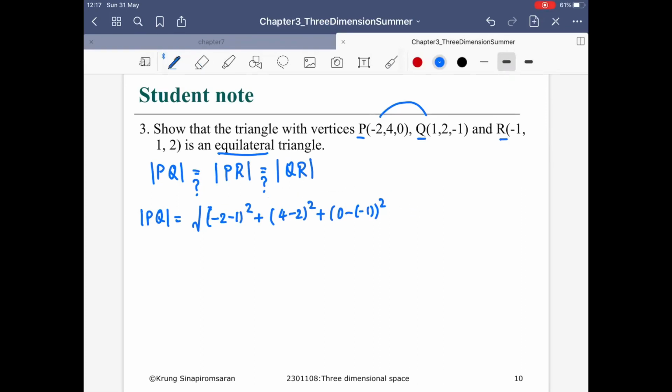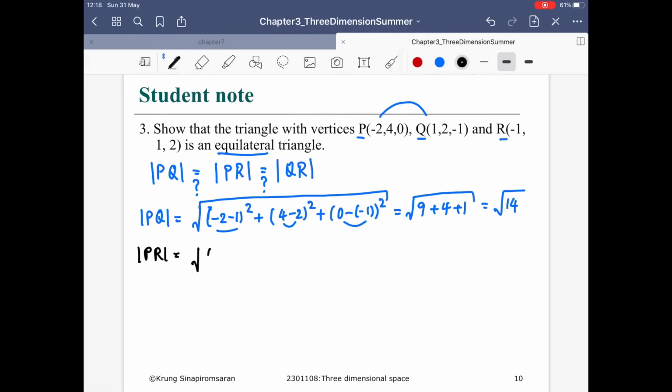So the rest is just for you to have a good calculation. Okay, so this is a 9, this is a 4, and this is a 1. So it is the square root of 14. Okay, now the second one, let's say PR.